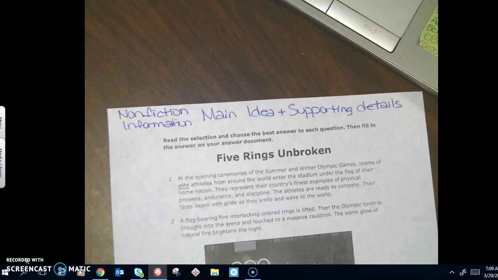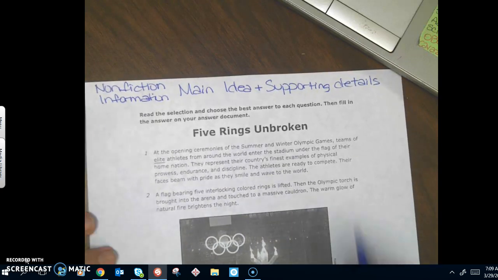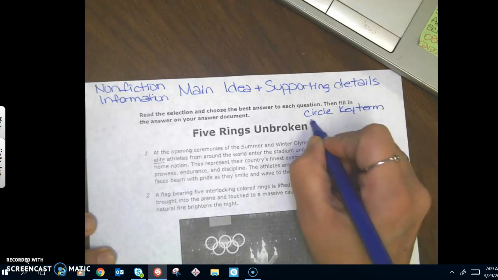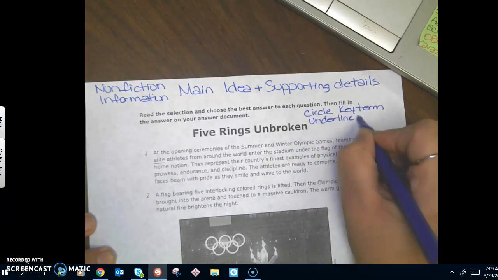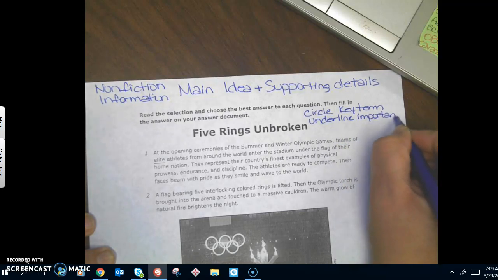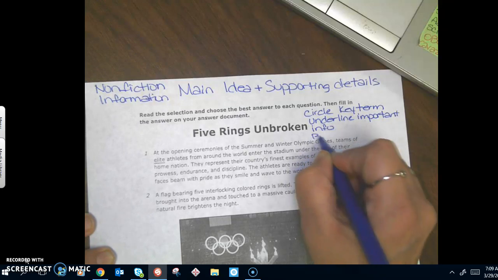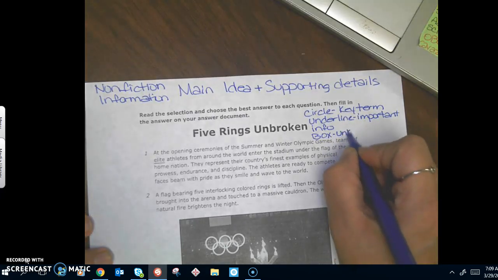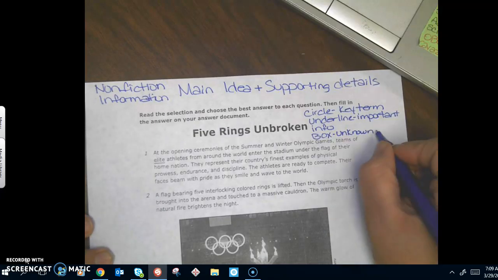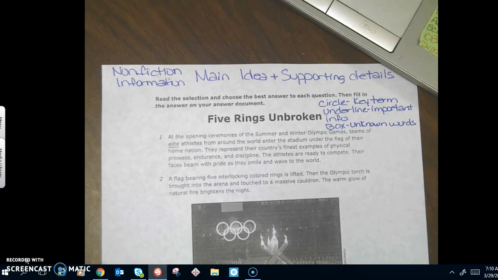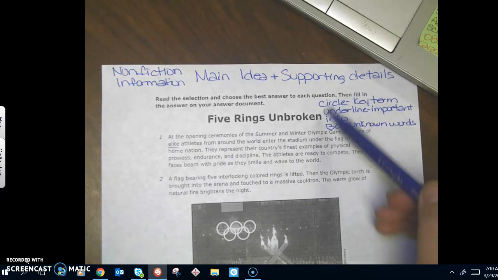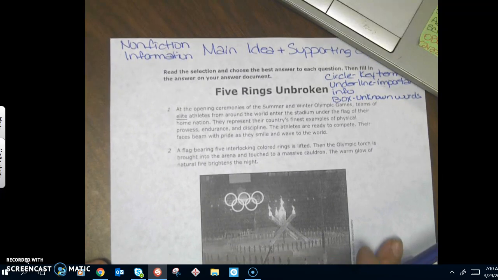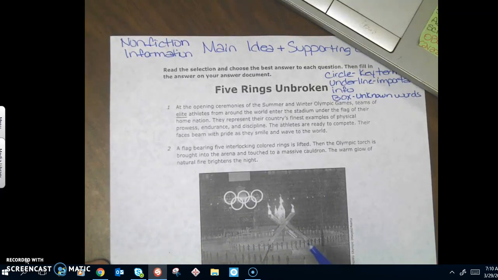We're still going to annotate with all the normal markings that we do. We're going to circle key terms, underline important info. We're going to box. What do we box? Yes, unknown words. I heard it in your brain. Just kidding. Unknown words. Okay. You don't have to write this. When you take your STAR test, this hopefully will just be in your mind of how you do it. If you need to write it, that's great, go ahead and do that. But always keep in mind that we need to make sure we have the same markings all the time so we know. So here we go.